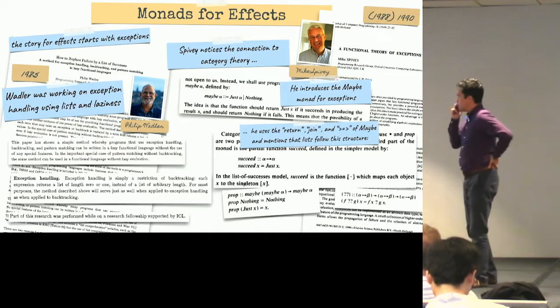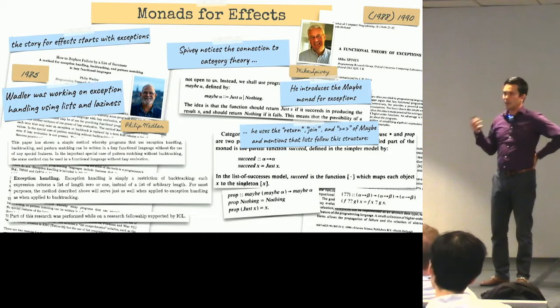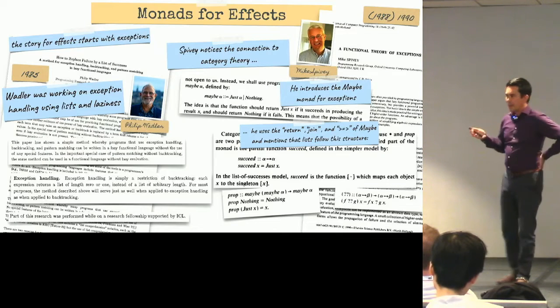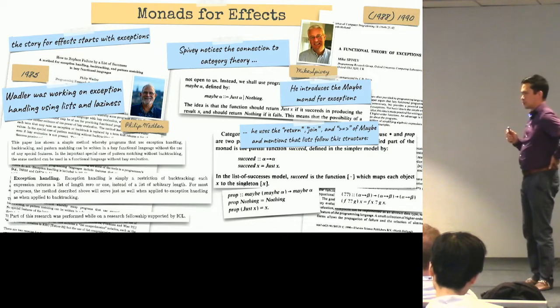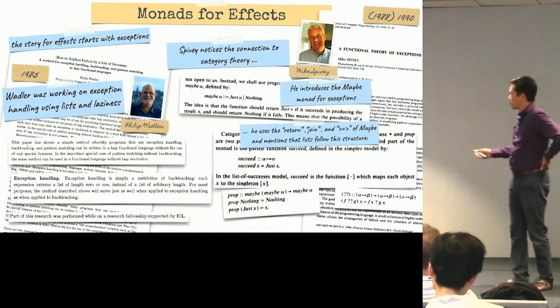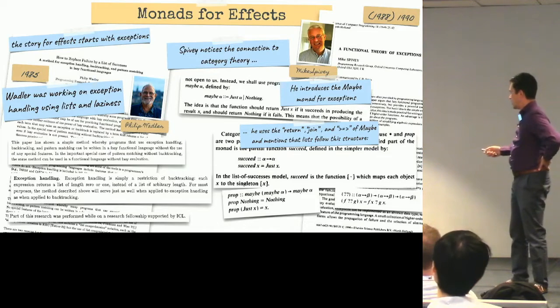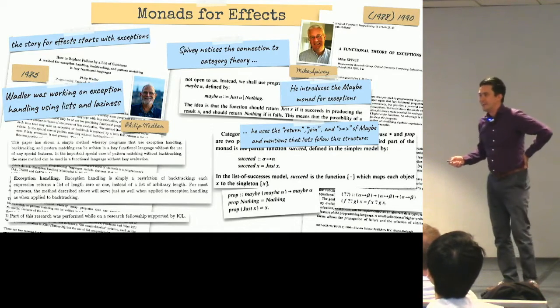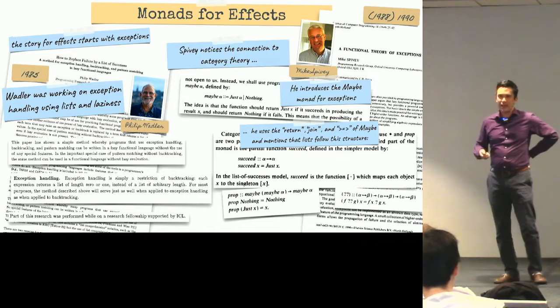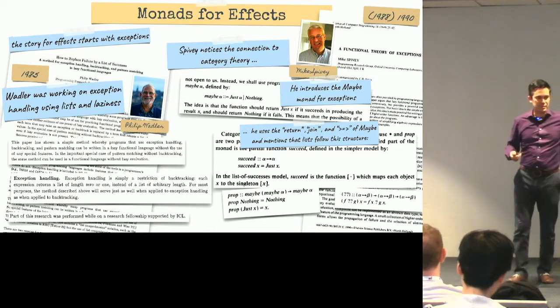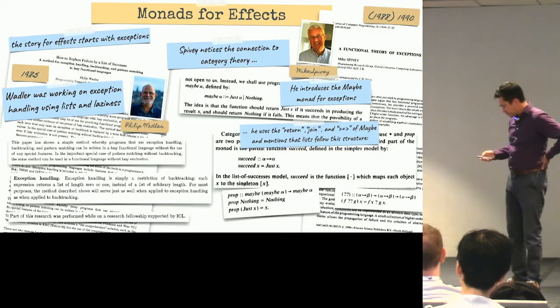And he uses return, join, and Kleisli composition, the fish in Haskell, in order to describe how monads should work together. So of course he doesn't call them return, join, and fish, he calls them succeed, prop, and question mark. But he's basically explaining how monads are fundamental to these different constructions in this paper.